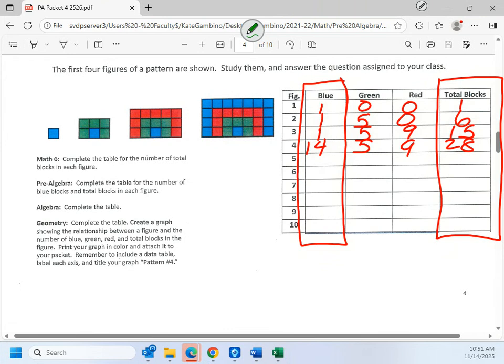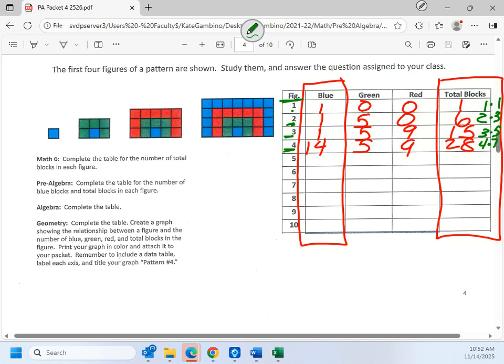Anybody see any patterns from going 1 to 6 to 15 to 28? Victoria? If I look at my figure number, I'm multiplying it by, Victoria said, odd numbers. Figure 2 times 3. Figure 3 times 5. Figure 4 times 7.